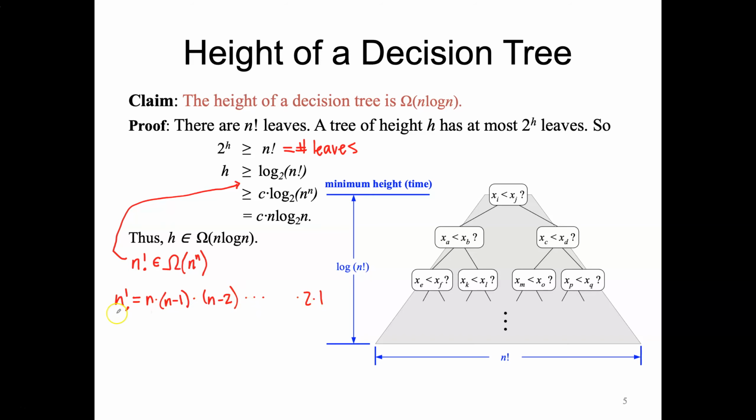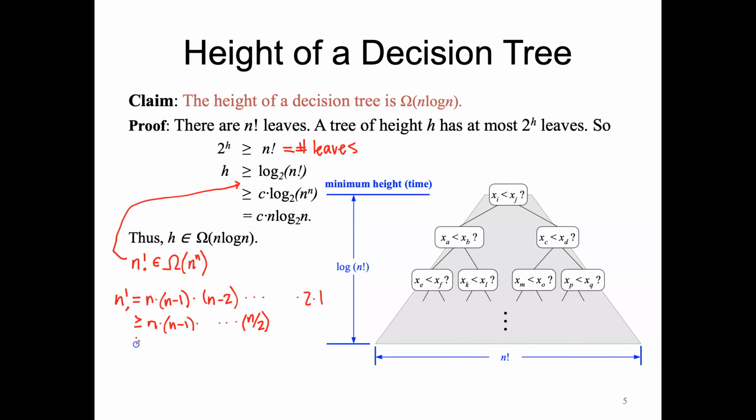Now I can say that this product is greater than or equal to the product of only some of these numbers, not all of them. Let's say I take the first half. So I have n times n minus 1 times n minus 2, all the way down to, instead of going down to 1, only n over 2. Definitely I have a larger number up here when I'm multiplying by more numbers.